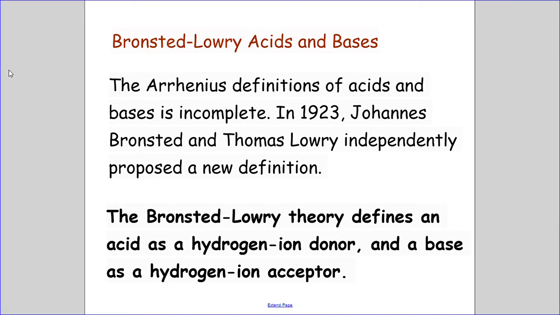So our next part is Bronsted-Lowry acids and bases. The Arrhenius definitions of acids and bases tend to be incomplete. So in 1923, Johannes Bronsted and Thomas Lowry, working separately, proposed a new definition. The Bronsted-Lowry theory defines an acid as a hydrogen ion donor, something that is giving a hydrogen ion away, and a base as a hydrogen ion acceptor, something that is taking in a hydrogen ion.